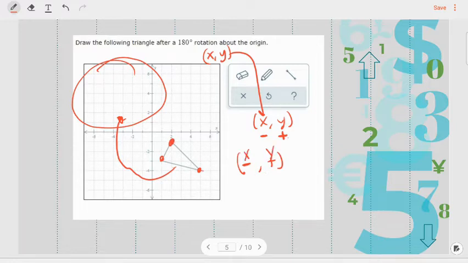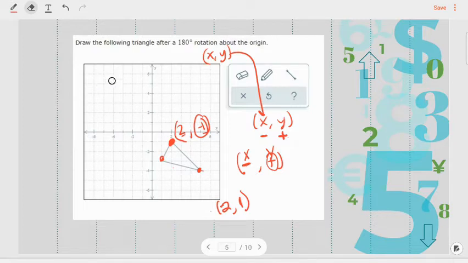So for example, this point right here is at (2, -1). When it rotates, I'm going to keep the same x value, which is 2, but I'm going to make it negative. So I have -2. And because it says positive y, I'm going to take this negative 1 and change it to a positive. So my first dot is going to be at (-2, 1), and so on.